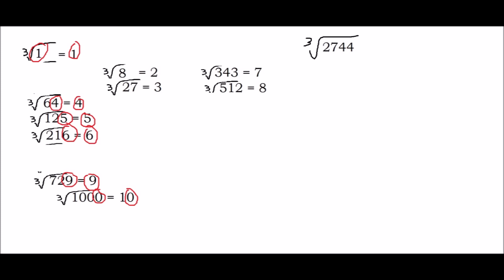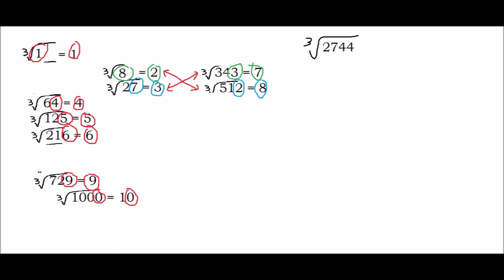What's so special about this? Well, they switch places. Anything that ends with 8 has 2 in the back, and anything that ends with 2 has 8 in the back. The same, anything that ends with 7 will have 3 in the back, and anything that ends with 3 will have 7 in the back.